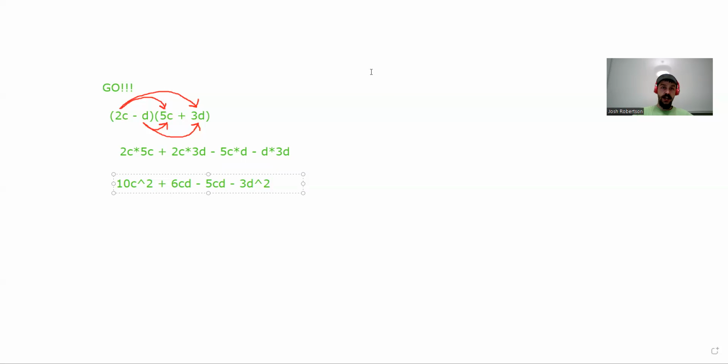And then again, guys, beware of this. Please combine your like terms, right? So then you have 10c squared, 6 minus 5 will just give you 1 single cd, minus 3d squared, right? And just to be aware, you want your first variable in descending order and your second variable in ascending order when you're thrown off by these multiple variable polynomials.